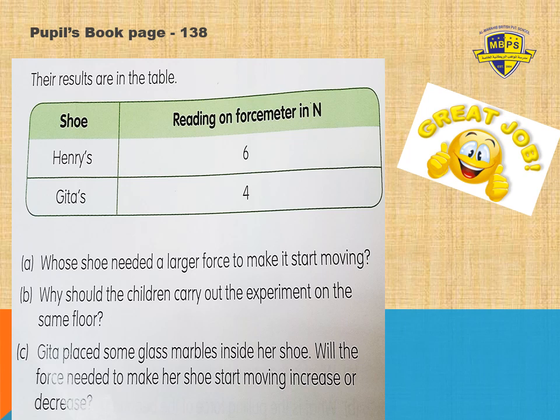Well done. And what about question B? Why should the children carry out the experiment on the same floor? Yes, to make sure that the experiment is fair. Yeah, they are not cheating. They are fair. Yes, that's why they have done it on the same floor. Very good, grade 2. Keep it up.